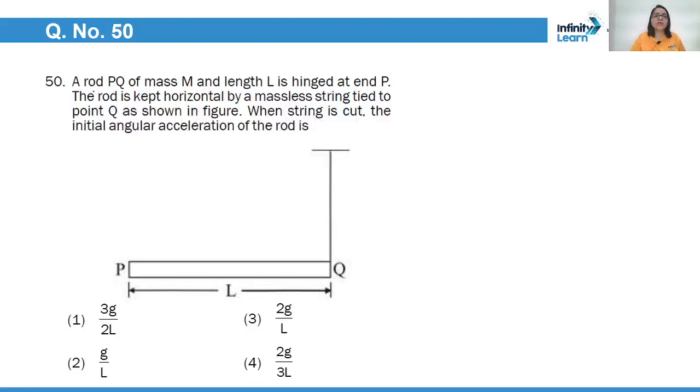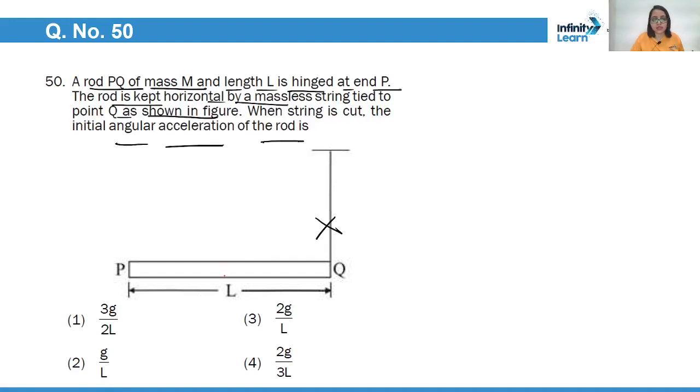Next is question number 50. A rod PQ of mass M and length L is hinged at end P. The rod is kept horizontal by massless string tied to the point Q as shown in the figure. When the string is cut, the initial angular acceleration of the rod is.